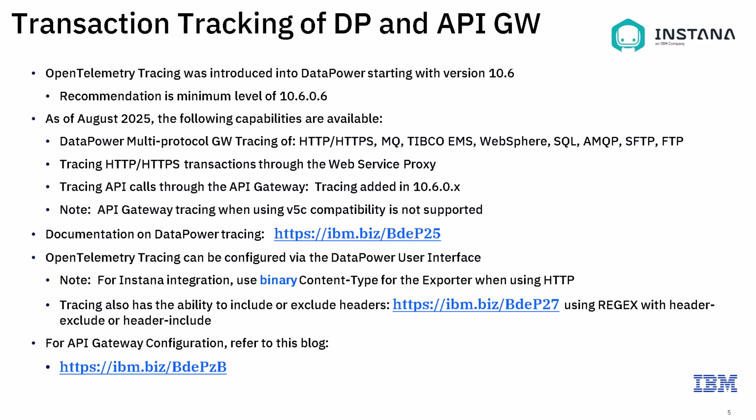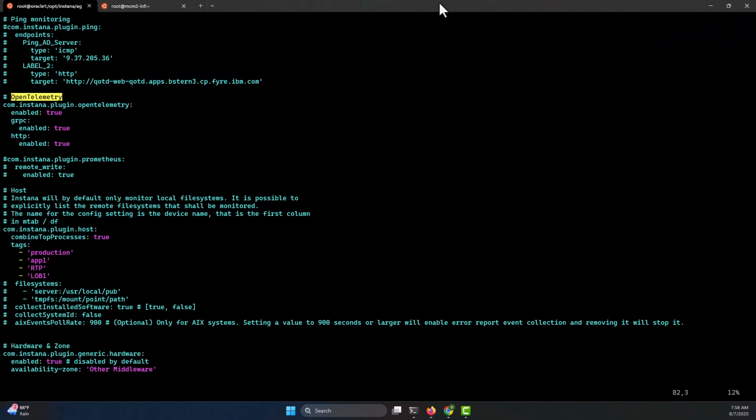There is documentation here. You can see links on doing tracing through DataPower, and you can see also below tracing through the API Gateway. One important configuration piece is that if you're using HTTP, you need to set the content type to binary. Look at the links here, but we're going to show you a demonstration of this and how to configure it.